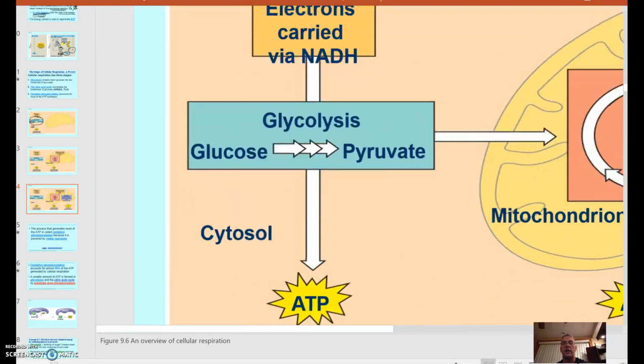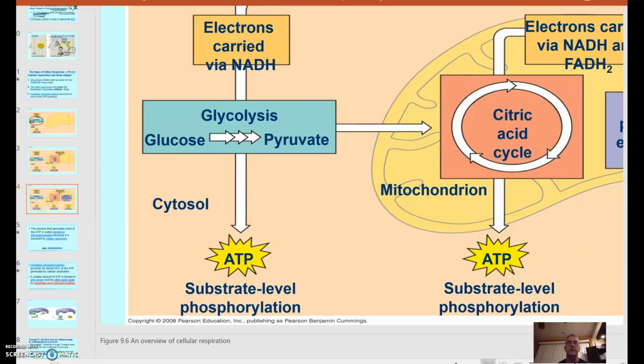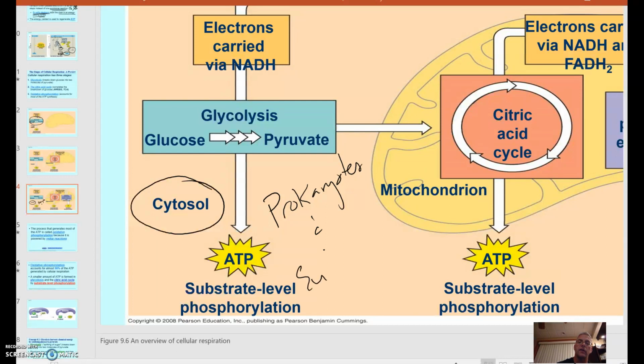So if we start over here with glycolysis, one of the things that we notice is this is occurring in the cytosol. And what that tells us is this process can occur in both prokaryotes and eukaryotes. In fact, it is what we refer to as an evolutionary relic. It's something that existed billions of years ago in some of our earliest cells, and of course it exists today when we start to think about our own cells that initiate cellular respiration through glycolysis.